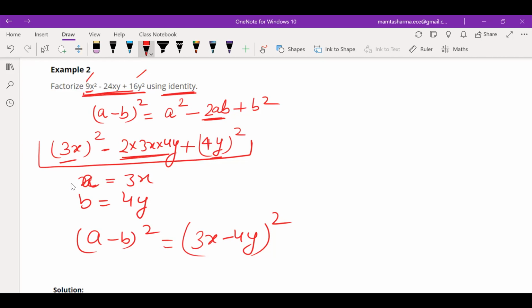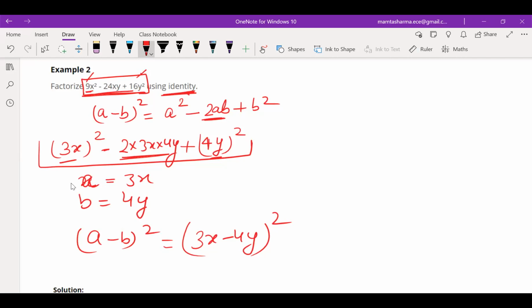Ma'am, during factorization, we check that if 9x square and 16y square are perfect squares, then we check the middle term. Yes, the first and last should be perfect squares. Then only we can apply any of these three identities. This is the first trick to identify whether we can apply an identity or not. The first and the last term should be perfect squares. Then only you can apply the identity.